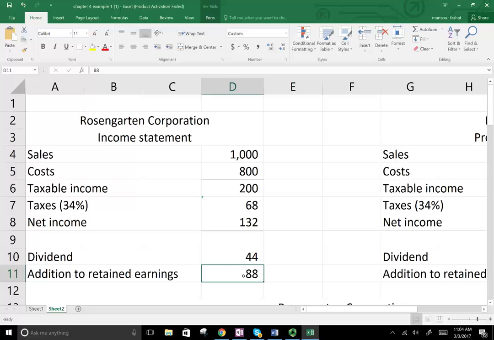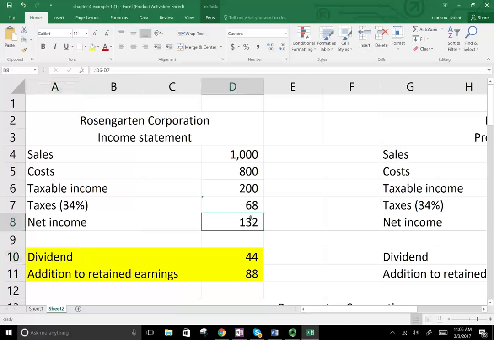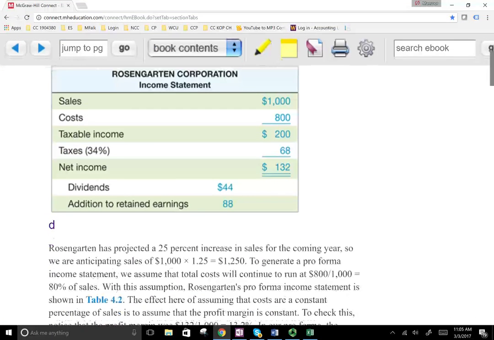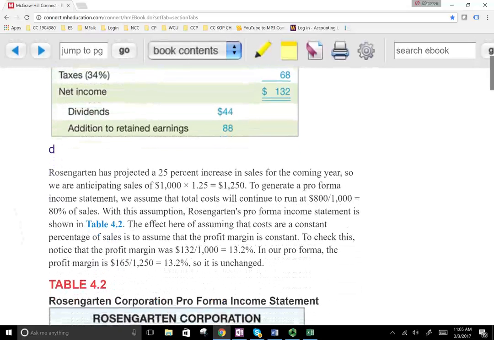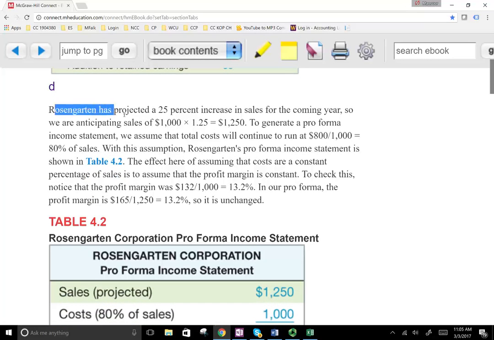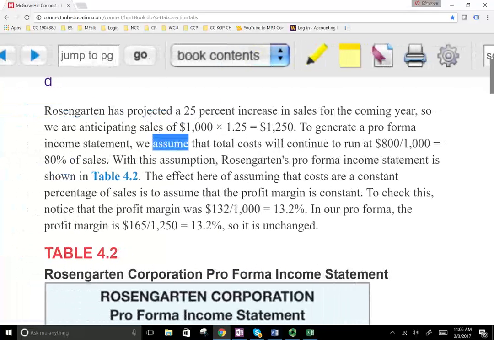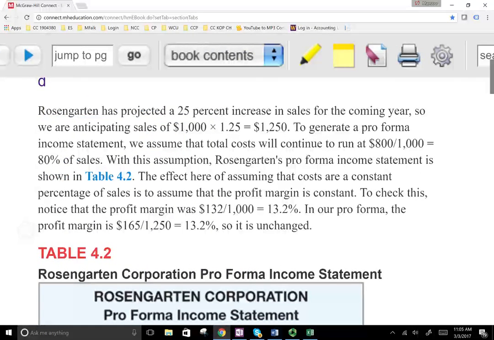Now I just want to emphasize this one more time. Dividends and retained earnings are not income statement accounts, so don't think dividend is an income statement account. They're listed here because dividend is paid out of net income, just for practical reasons. Okay, so now we're going to project. Rose & Garden has projected a 25% increase in sales in the coming year. So now we're going to generate a pro forma income statement based on a 25% increase in sales.